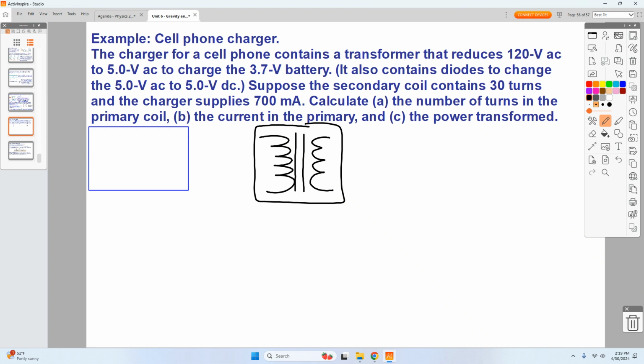The center bar, this right here, is the iron core, if you will, the laminated core. The left-hand side would be the primary, the right-hand side would be the secondary. Now I'm connecting to this 120 volts. So if I have 120 volts AC on the primary side, that's going to transform it into a smaller voltage on the secondary side of 5 volts.